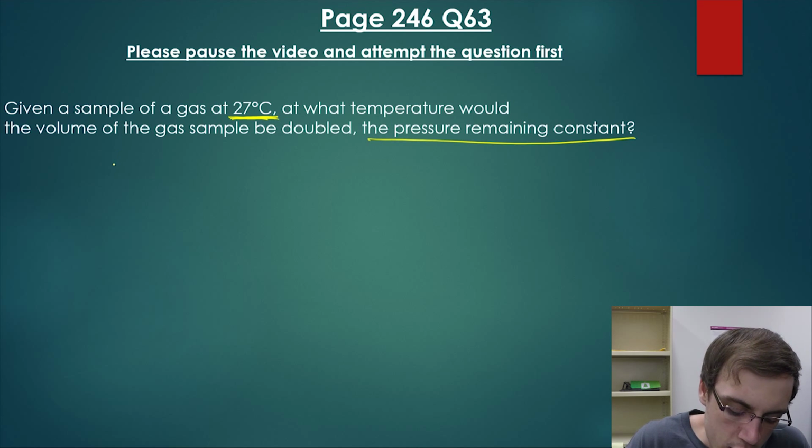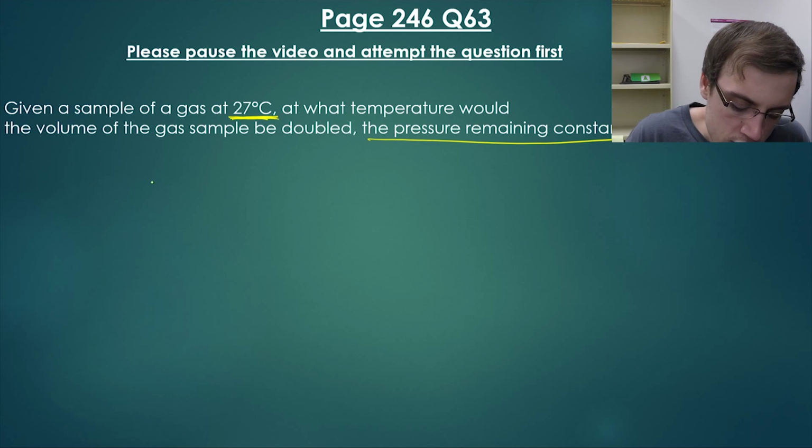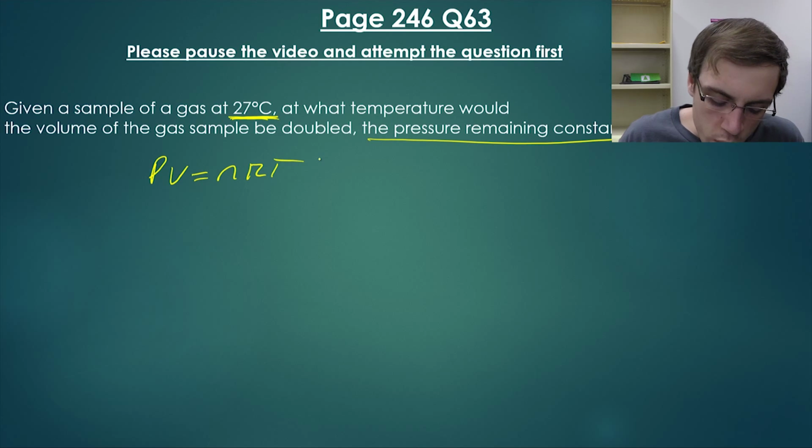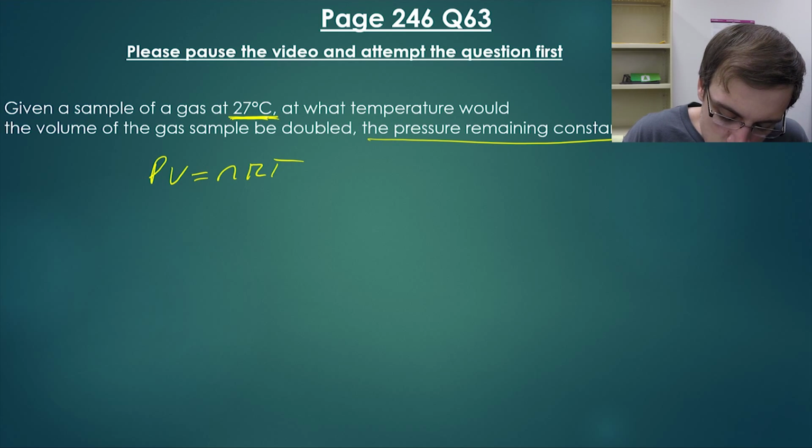So this is where I'm going to go, okay, ideal gas law, so PV = nRT. Which variables are we talking about here? A sample of gas at 27 degrees Celsius. So we've got temperature, that's awesome. At what temperature? Yes, that's fine. Would the volume, so we've got volume, pressure remaining constant.